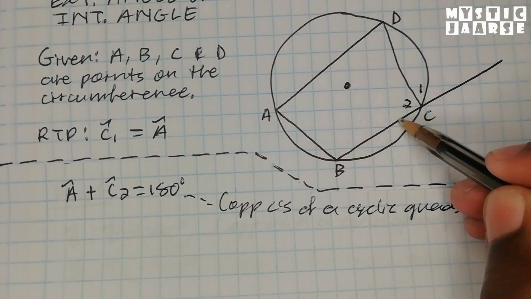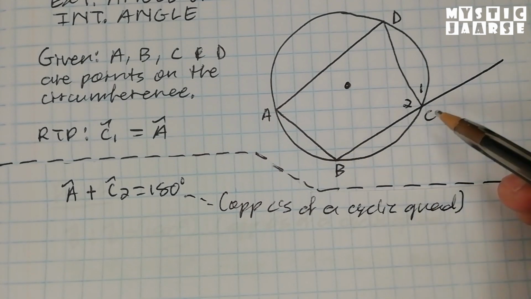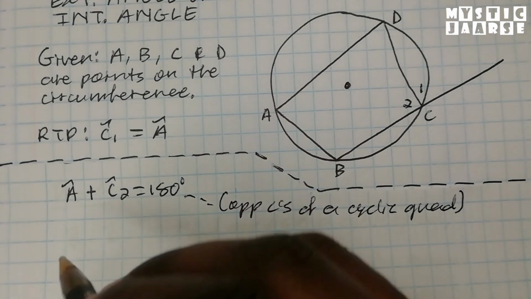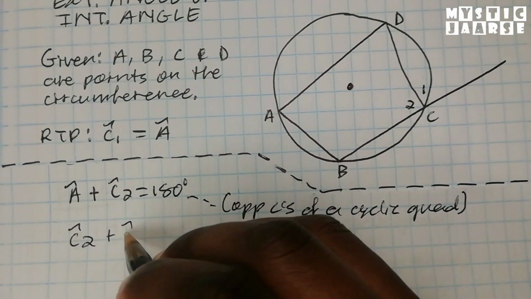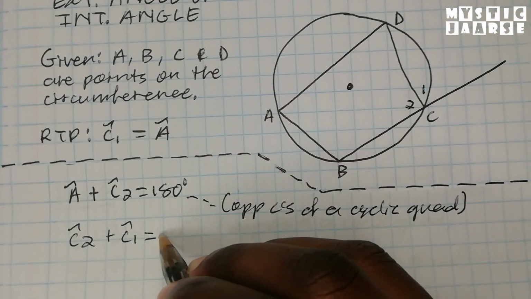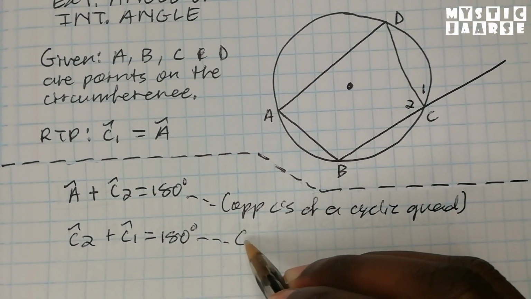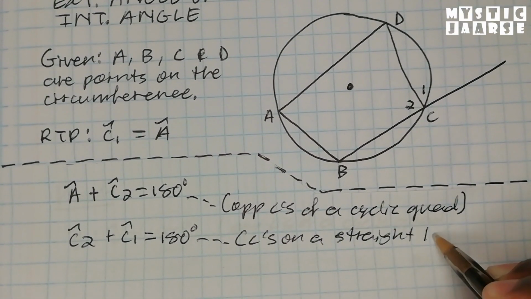Angle C2, when you add it with angle C1, forms angle BC something, and it is a straight line. So both angles are equal to 180 degrees. So you say angle C2 plus angle C1, when you add them up, you get 180 degrees. Why? Because they are angles on a straight line.